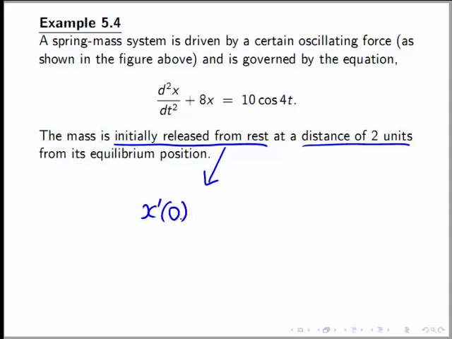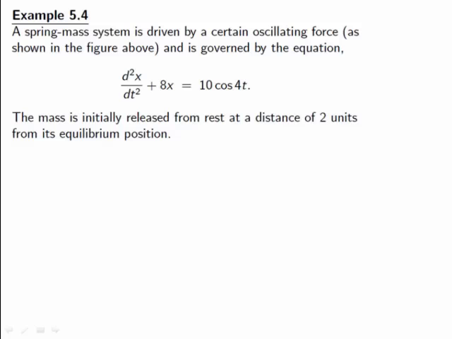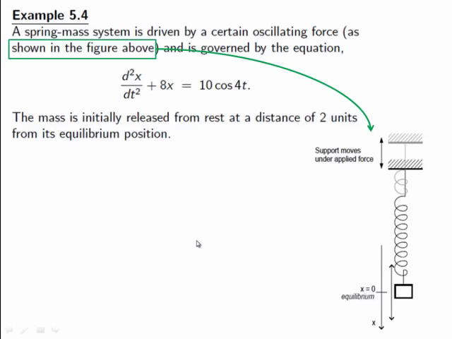The initial conditions will be like before. Since the mass is initially released from rest, we say that x'(0) equals 0, at a distance of 2 units from its equilibrium position. So at time t equals 0, x equals 2. Think about this problem for a while. Now, we can work out this problem in the following manner. First of all, let's look at the diagram which describes this motion. Again, the support is moving up and down because of the driving force 10 cos 4t.